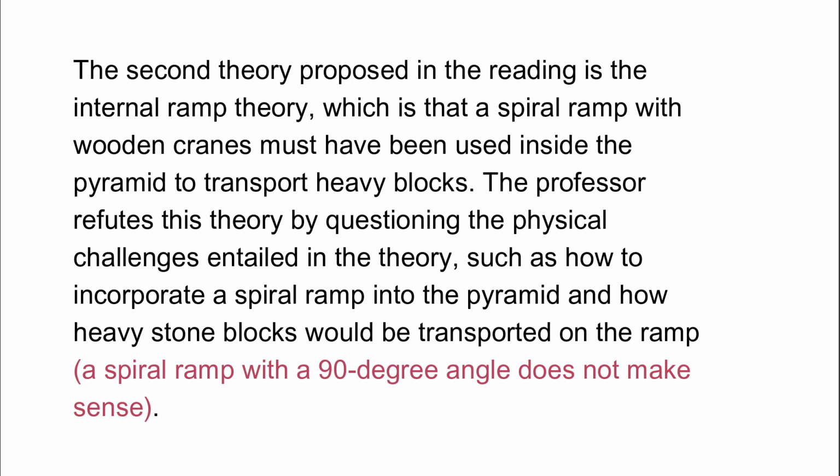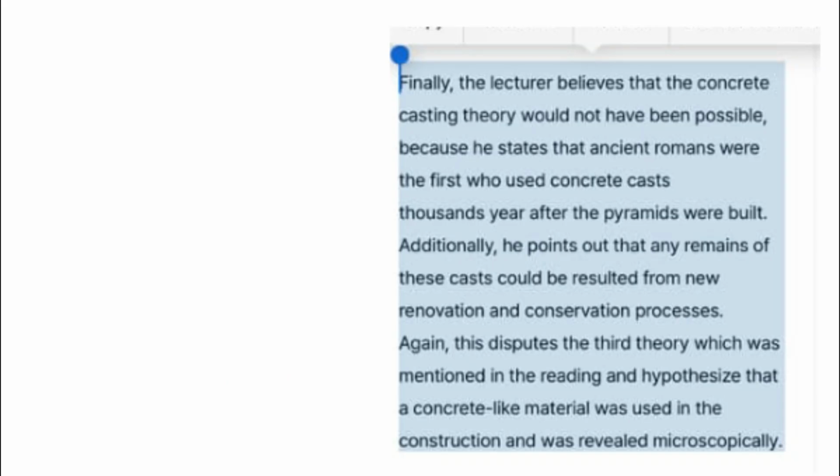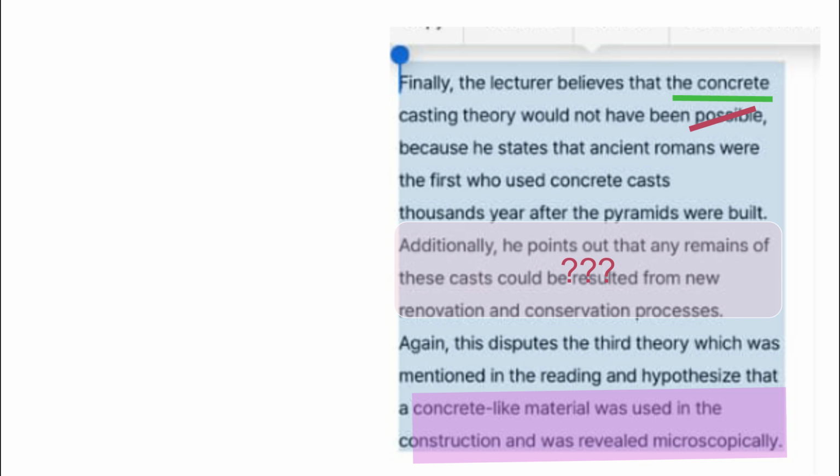Last paragraph. Moving on to the last paragraph, again, to understand the concrete casting theory, we need to read the end of the paragraph, which explains that a concrete-like material was used in the construction as there is some microscopic evidence. Again, word choice-wise, a theory is implausible and a method is impossible. The next sentence beginning with additionally does not make sense.